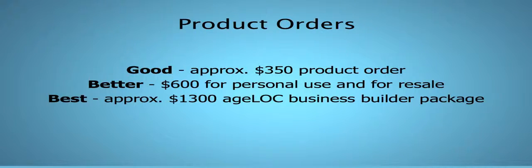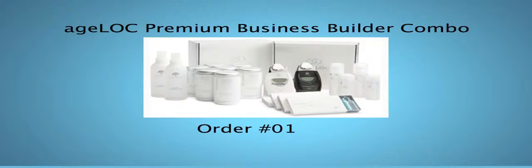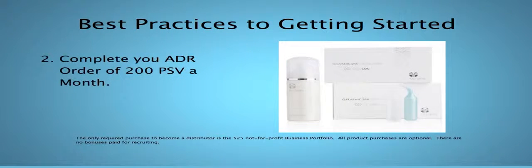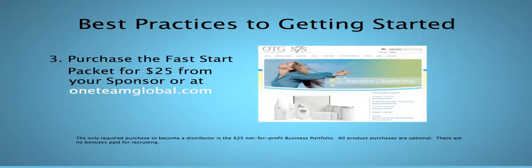At this point, you call the company, 1-800-487-1000, to enroll them and place their age-locked business builder order, which is order number 0110-3900. Purchase your product package, then complete your automatic delivery rewards order of 200 PSV a month. Third, purchase your Fast Start packet for $25 from your sponsor or from oneteamglobal.com under the store link.